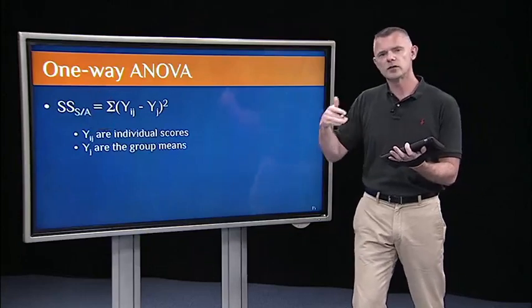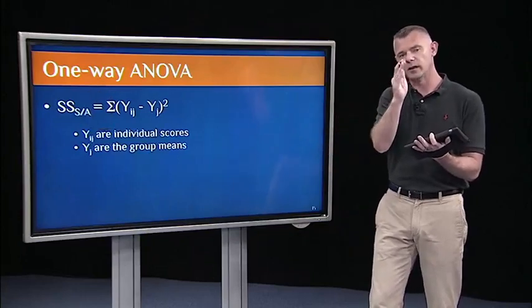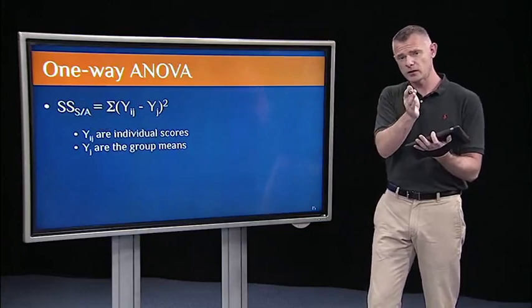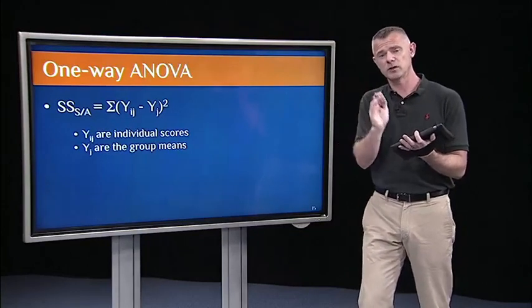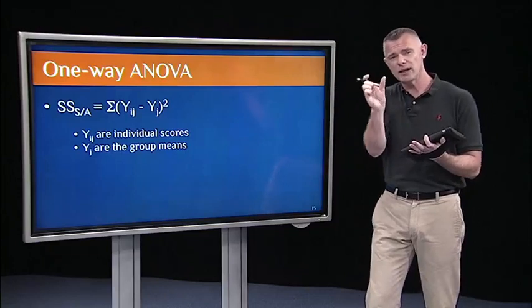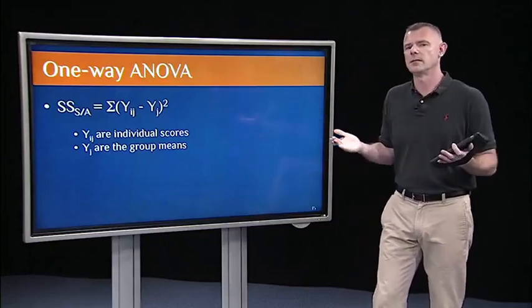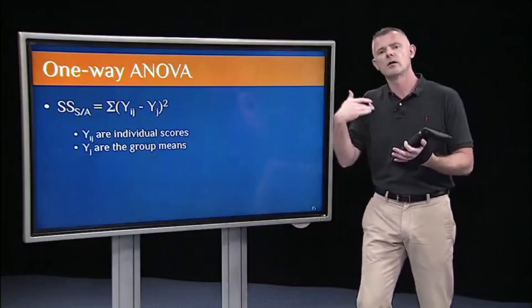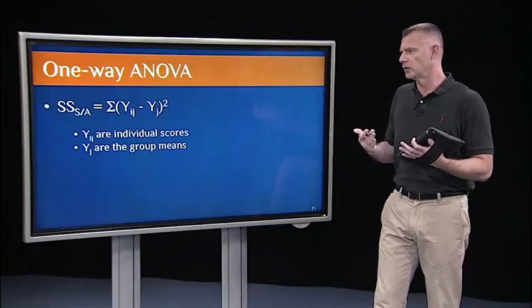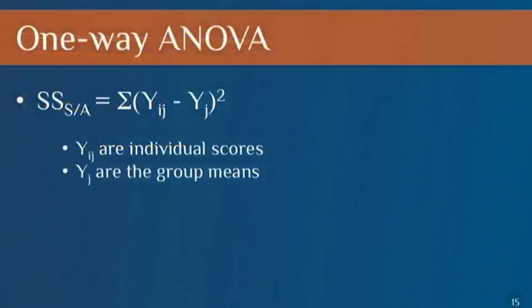Variance within the groups, we'll take an individual person in an individual group, their score minus their group's mean. How much are they deviating from the group mean, and why are they? We don't know. That's unsystematic. We'll get their deviation score, square it, sum it, that's sums of squares. Do that for every group, and we'll have sums of squares within, or S within A.